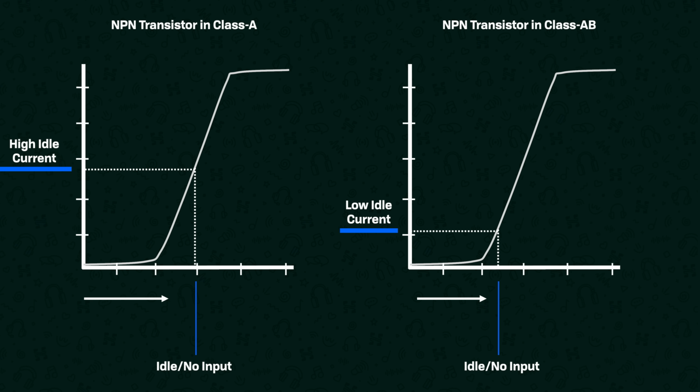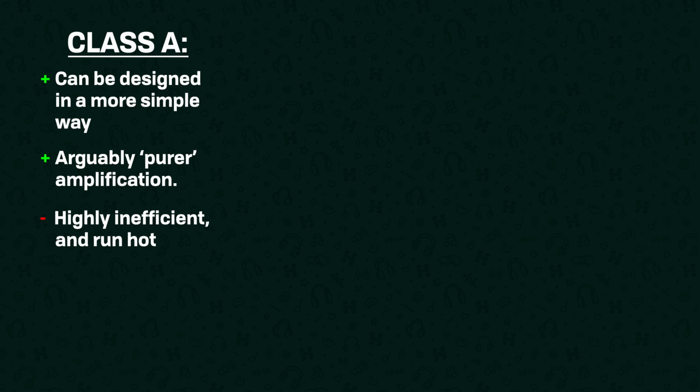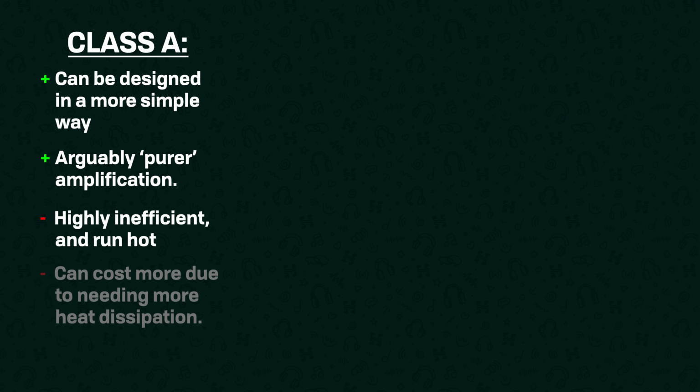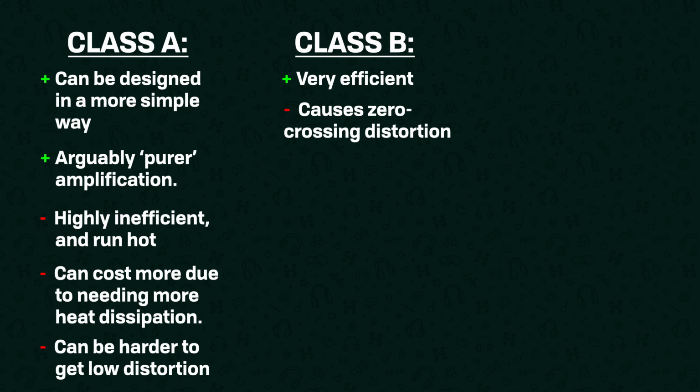So, Class A amplifiers can be designed more simply and are often sought after due to the arguably cleaner approach to amplification with no sudden changes from one transistor to another. But they are inefficient and produce a lot of heat, which in turn requires more thorough and expensive heat dissipation and power supply components. Additionally, all of this extra heat and power consumption can make it more difficult to get really low distortion with a full Class A design. Class B amplifiers solve these problems but introduce the issue of zero-crossing distortion.